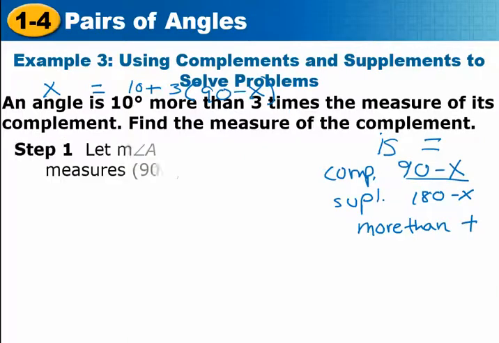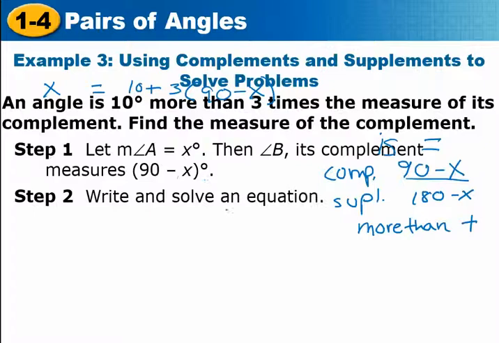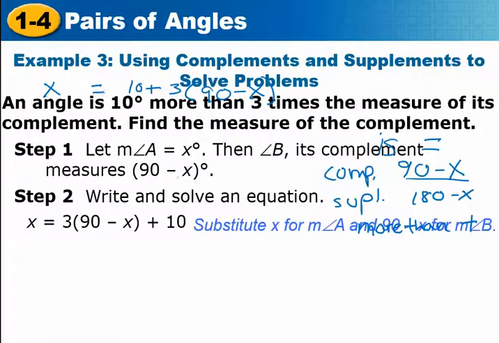All right, let's see how we did. All right, they're letting the measure of angle A equal x, and the B, its complement, is 90 minus x. All right, write and solve an equation. x equals 3 times 90 minus x plus 10. Now, what's the difference? The difference is that I put 10 plus, and they put plus 10 at the back. Either way is correct, because addition you can do in any order. You don't have to put the 10 plus, you can put the plus 10 at the back. Either one is correct. And then you solve your equation.